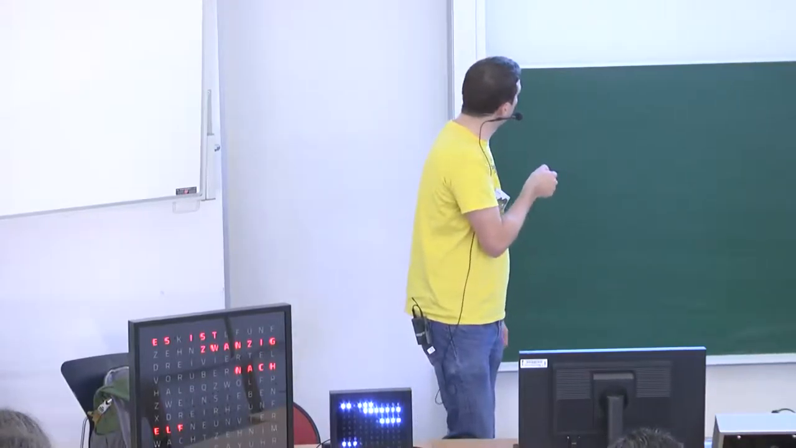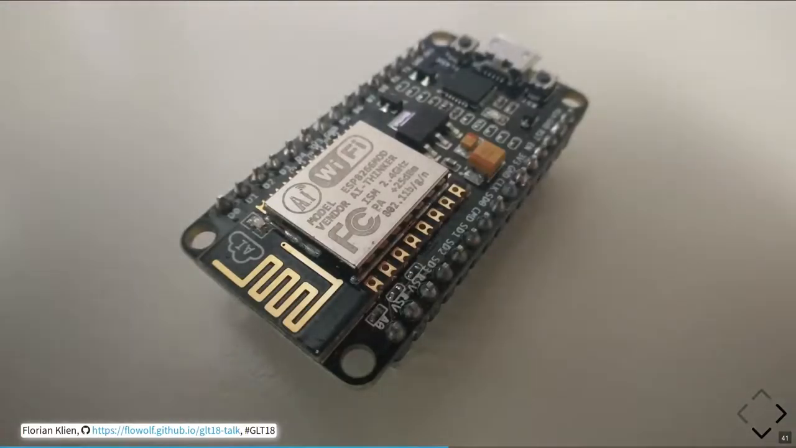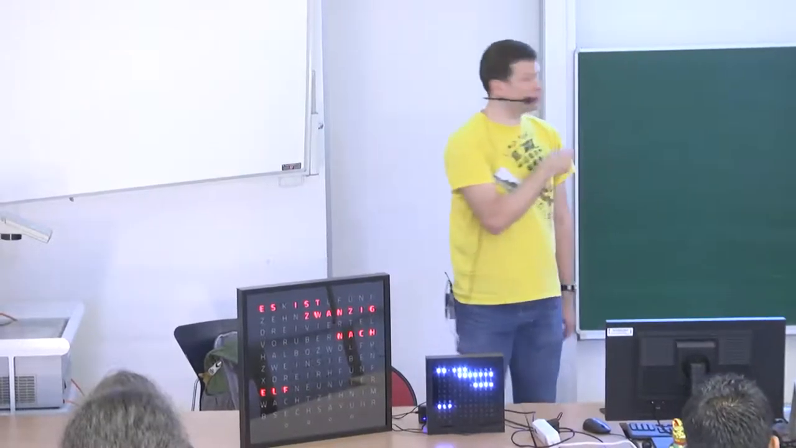But I'm going for the NodeMCU dev board, which is around $4. It looks like that. It has this ESP8266 on it. And this part here is the power control, which converts 5 volts to the 3.3 the ESP needs, and has a serial converter as well, so you can connect it to your computer directly on the USB and program it that way. Okay. So, the 23x23 word clock here uses the NodeMCU with MicroPython. It has a custom-built firmware.